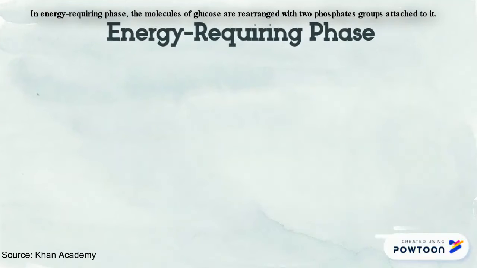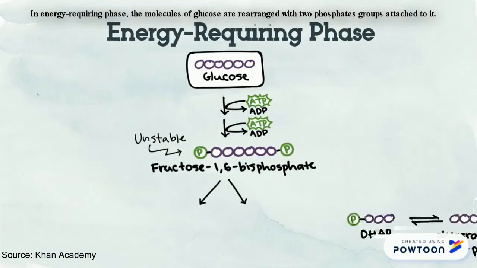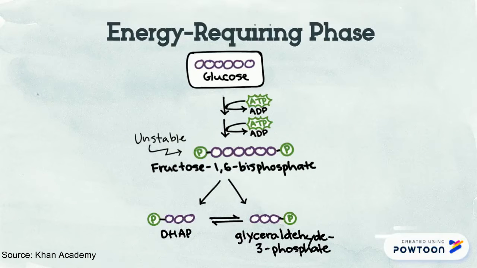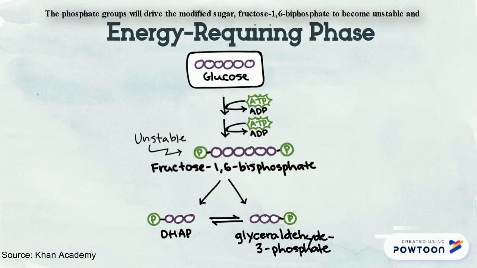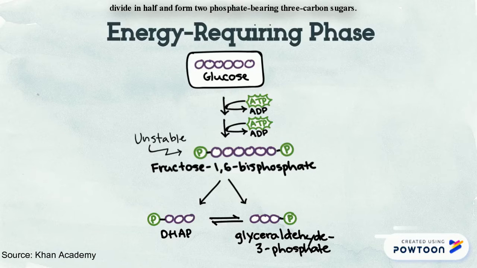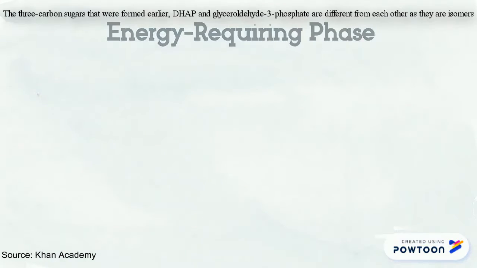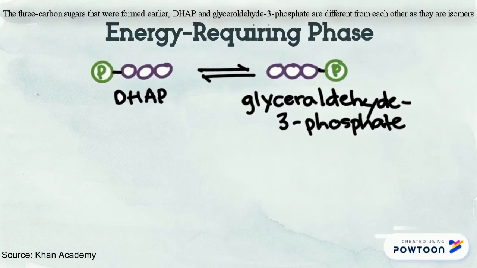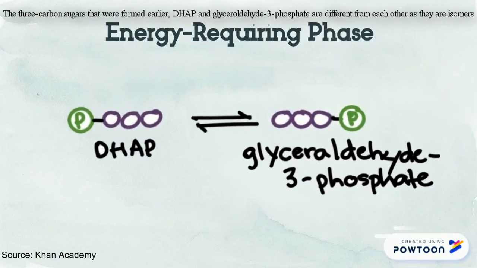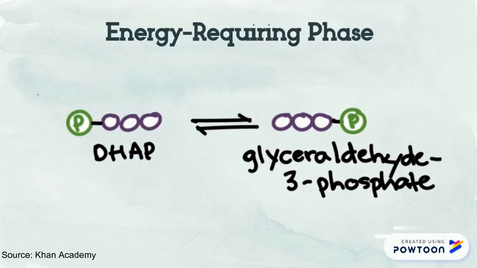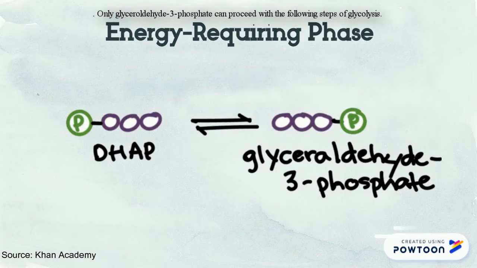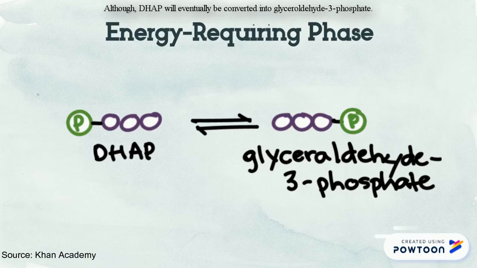In the energy-requiring phase, the molecule of glucose is rearranged with 2 phosphate groups attached to it. The phosphate groups will drive the modified sugar, fructose 1,6-bisphosphate, to become unstable and divide in half and form 2 phosphate-bearing 3-carbon sugars. The 3-carbon sugars that were formed earlier, DHAP and glyceraldehyde 3-phosphate, are different from each other as they are isomers. Only glyceraldehyde 3-phosphate can proceed with the following steps of glycolysis, although DHAP will eventually be converted into glyceraldehyde 3-phosphate.